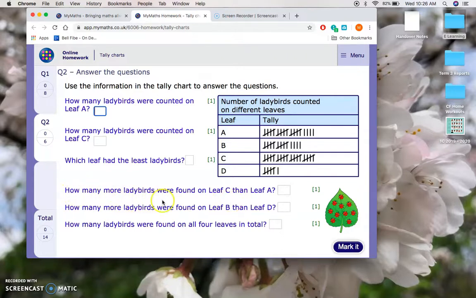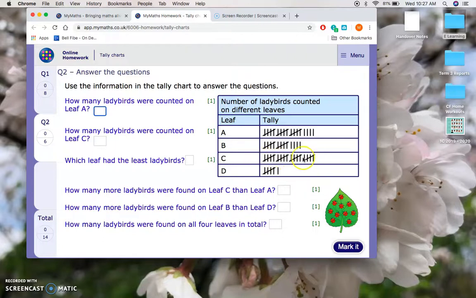How many more ladybirds were found on leaf C than leaf A? When we have a question like this, I'll read it one more time. How many more ladybirds were found on leaf C than leaf A? We need to actually subtract when we're finding the difference. So we're trying to find the difference between leaf C and leaf A. Whenever a question is asking what the difference is between the 2 leaves, that's when we need to subtract. So I'm going to look at leaf A and leaf C, and I can already tell that there are more ladybirds on leaf C.